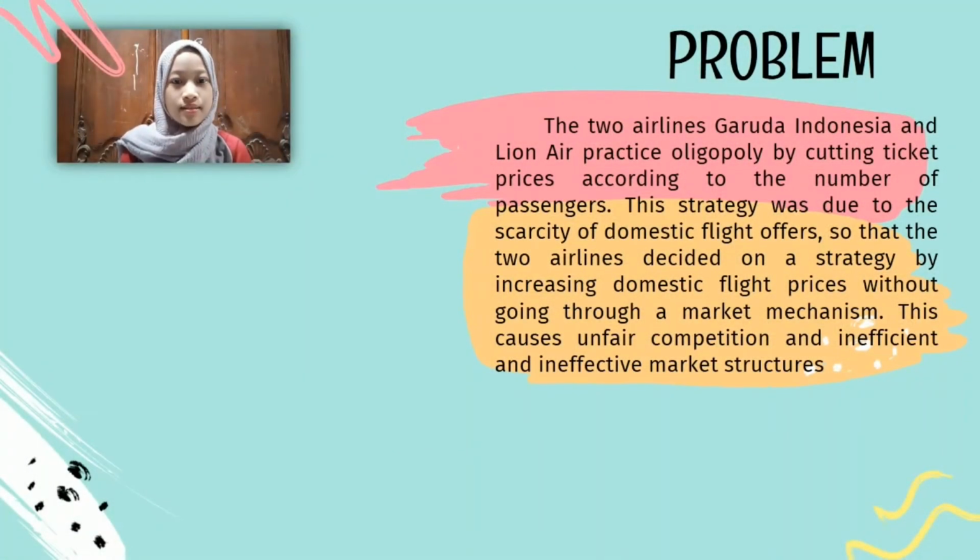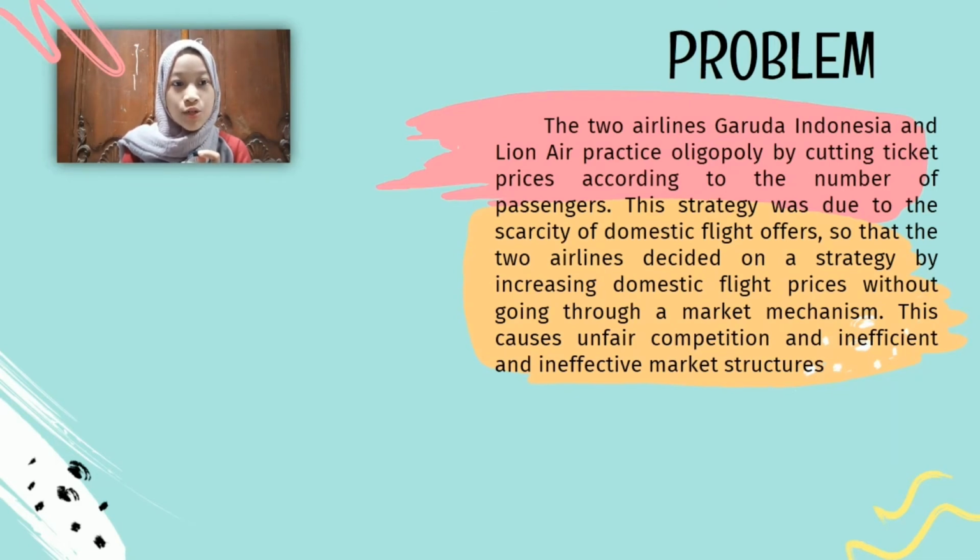Okay, I will explain the problem and solution from the empirical facts. The problem in the news is that both Garuda Indonesia and Lion Air have practiced oligopoly by cutting ticket prices according to the number of passengers. This strategy was due to the scarcity of domestic flight offers, so the two airlines decide on a strategy by increasing domestic flight prices without going through a market mechanism. This causes unfair competition and inefficient and ineffective market structures.